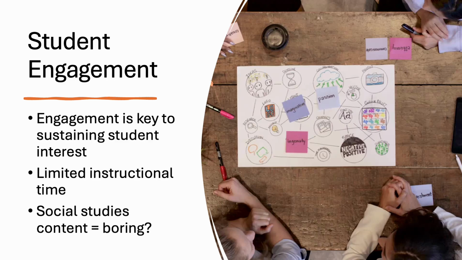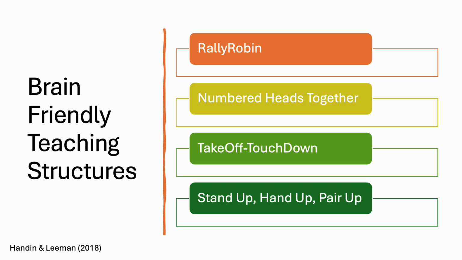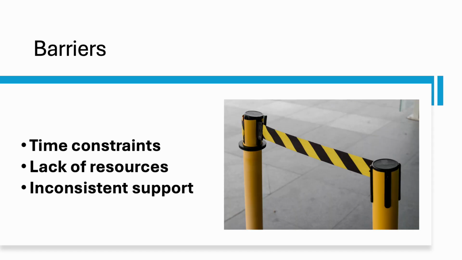And then the last one, very critical, is student engagement. A lot of students feel that social studies is a very boring subject, not as engaging compared to STEM, math, and science, other content areas. So finding ways to engage the students in the content that they feel is more hands-on. So using things called brain-friendly teaching structures, like rally robins, where students take turns with one another answering teacher-posed questions. These can all be great ways to review before a test, or maybe just to check for understanding.